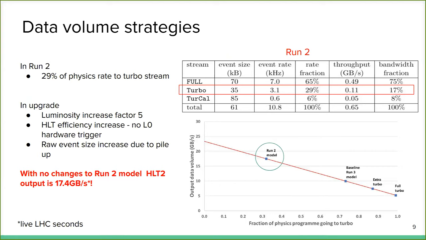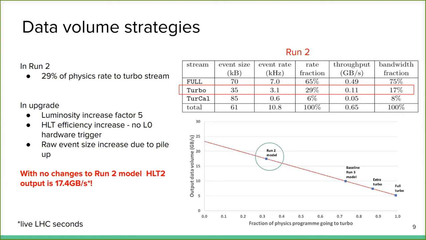In Run 2, we did actually have 29% of our physics rate already going to turbo streams. So you can see in this table here the split between where our physics was going to which stream. But in the upgrade, of course, as I said, we've got a luminosity increase of factor 5. The HLT efficiency will increase as we removed our level 0 hardware trigger. And the raw event size will increase due to the number of primary vertices in each event.